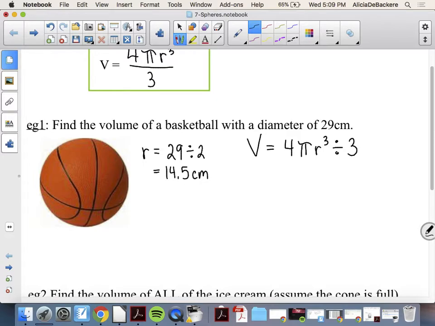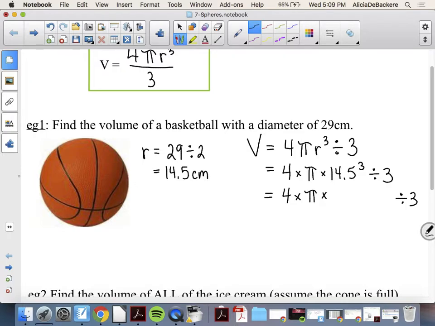So now I'm going to replace the r with the number 14.5. The 4 times pi times is still there, but now I'm going to replace the r with 14.5, and it's still being cubed, and then I'll divide by 3. Now I'm going to grab my calculator, and I'm going to think through BEDMAS. So there's no brackets, but there are exponents. I'm going to type those in first. So 4 times pi times, I'm going to leave a space.